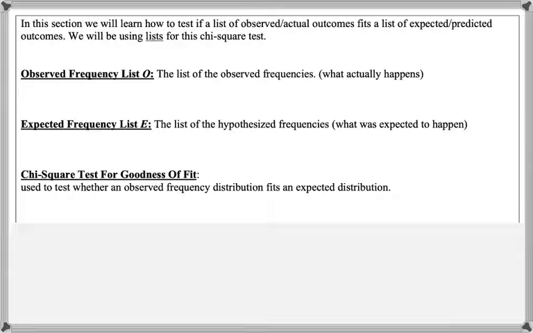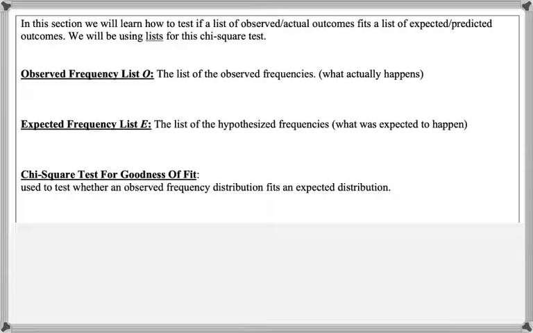This section is on the chi-square test for goodness of fit. In this section, we will learn how to test if a list of observed, or actual, outcomes fits a list of expected, or predicted, outcomes. And we will be using lists on the calculator for this chi-square test.